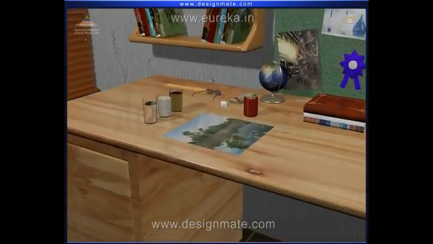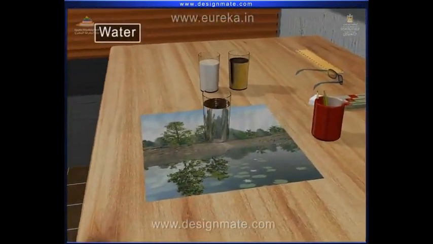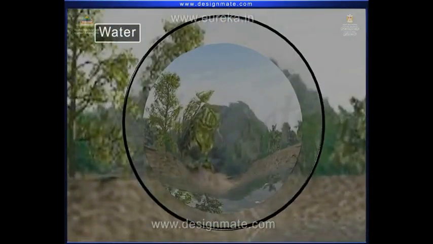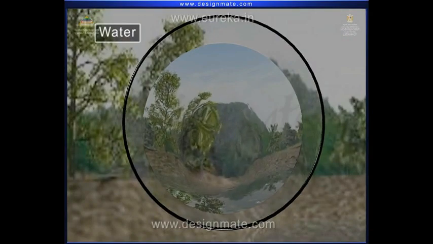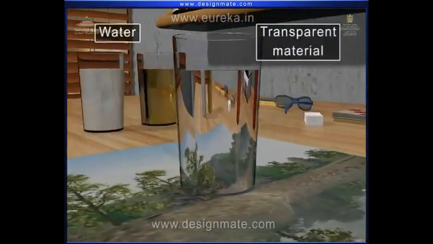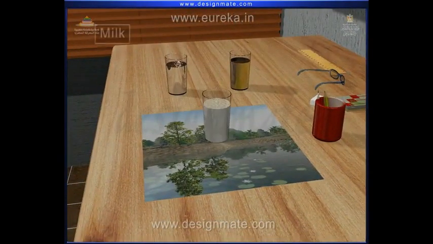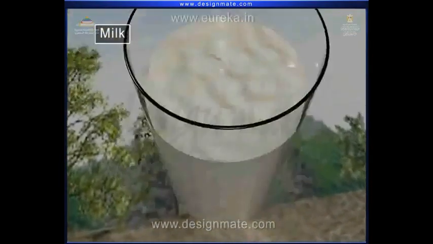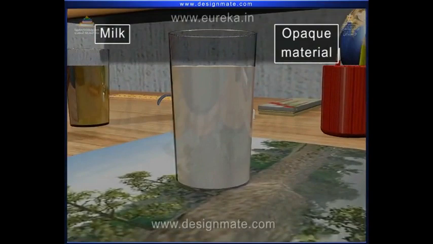Place a picture on a table. Now keep a glass filled with water on the picture. Next, try looking from the top of the glass. You can clearly see the picture kept below the glass because the water is a transparent material. Now place a glass filled with milk and try to see the picture kept below. You cannot see the picture. This proves that milk is an opaque material.